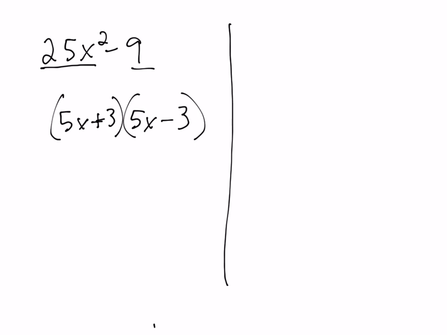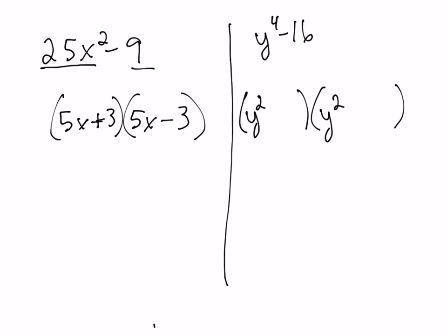We'll do one more here, y to the 4th minus 16. Now this doesn't quite look like the others, but this is still a difference of squares because y squared times y squared gives us y to the 4th, and 4 times 4 is 16. So factoring this, we need to figure out what times what is y to the 4th. Well, that's just y squared and y squared. What times what is 16? Well, that's 4 and 4. One of these gets a plus, one of them gets a minus.